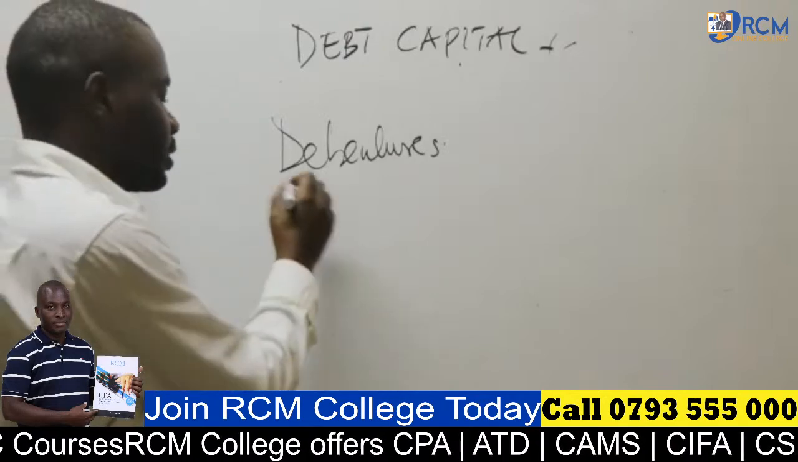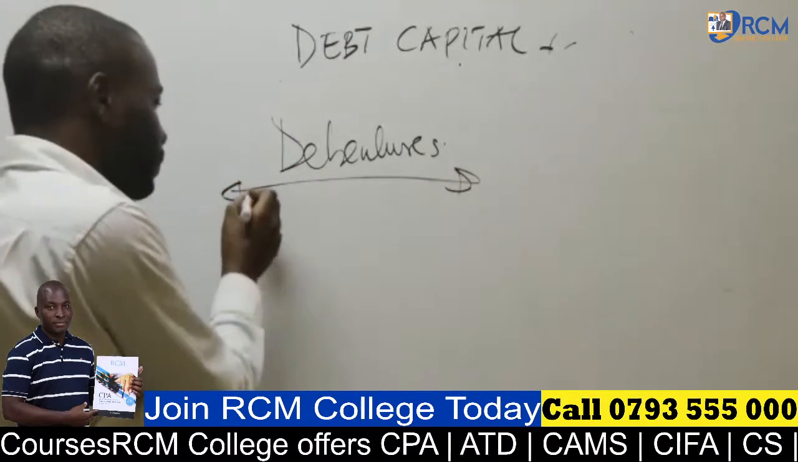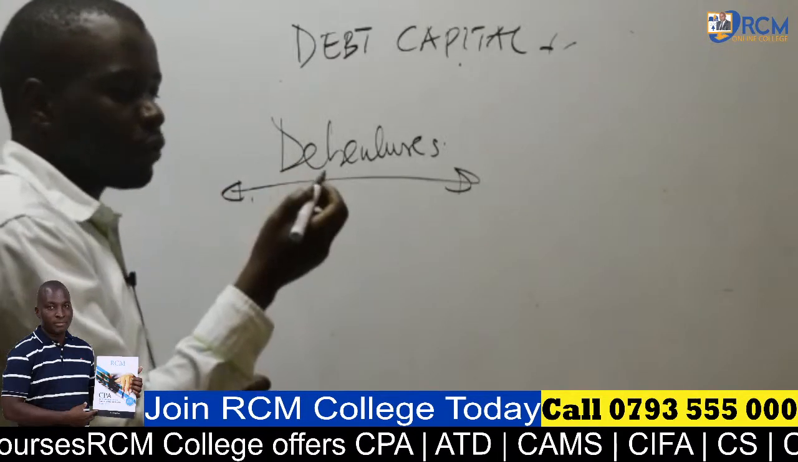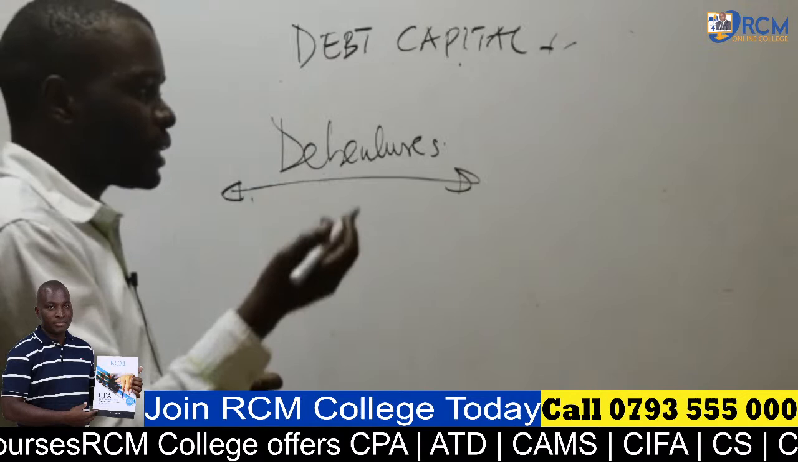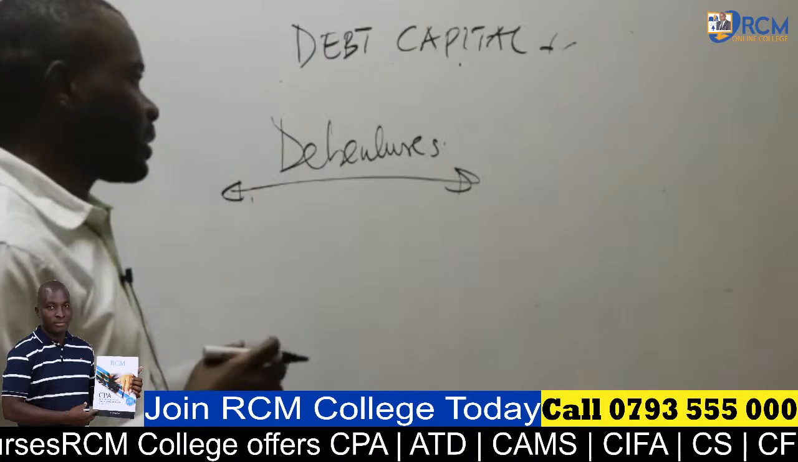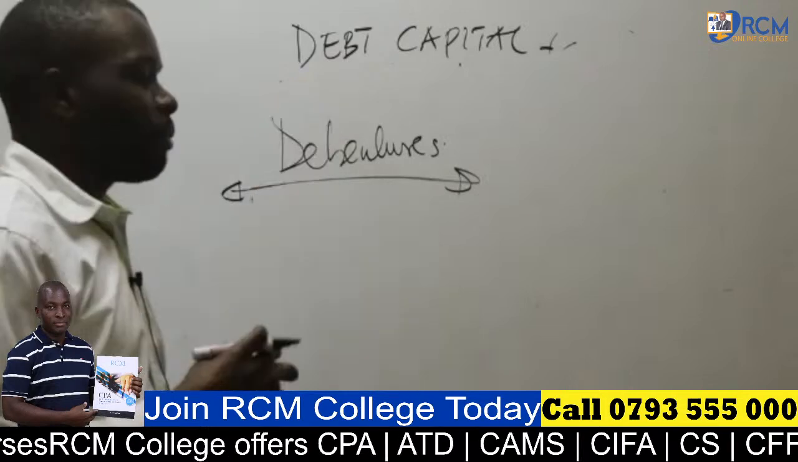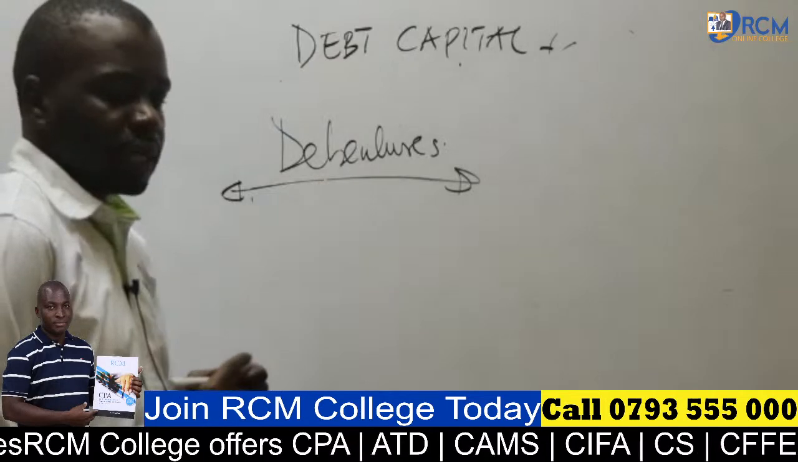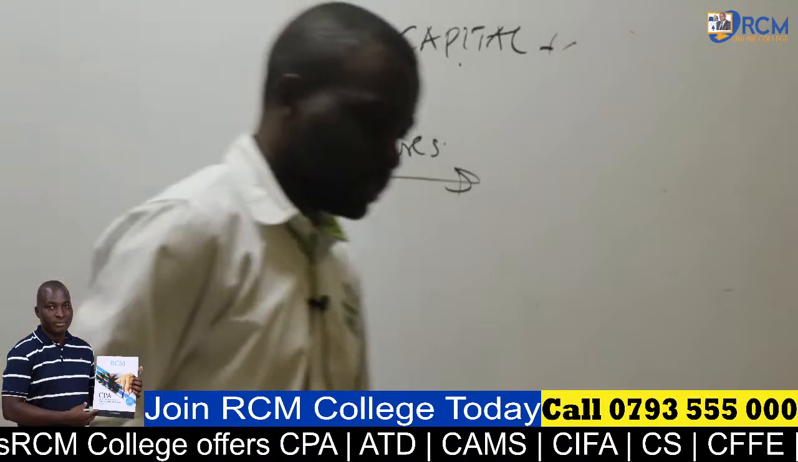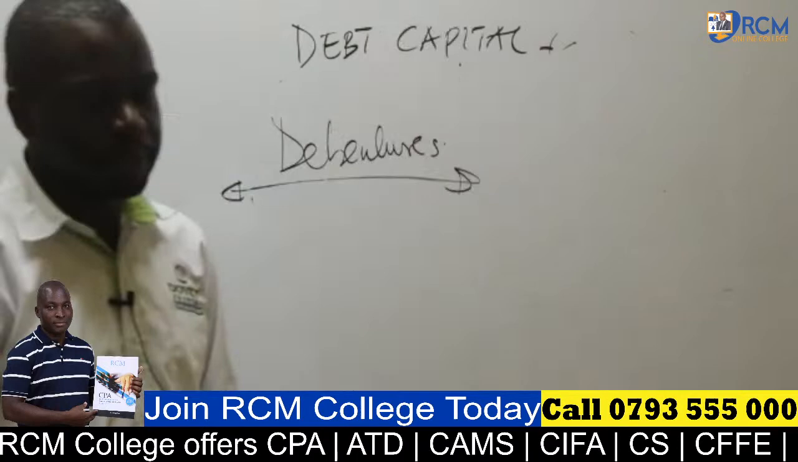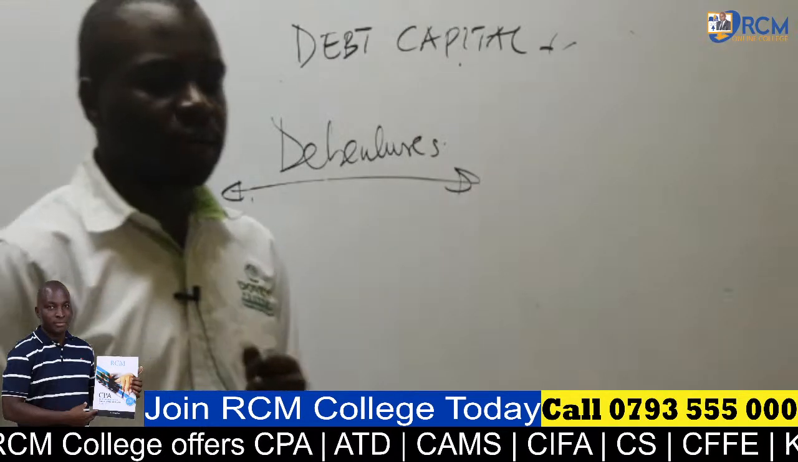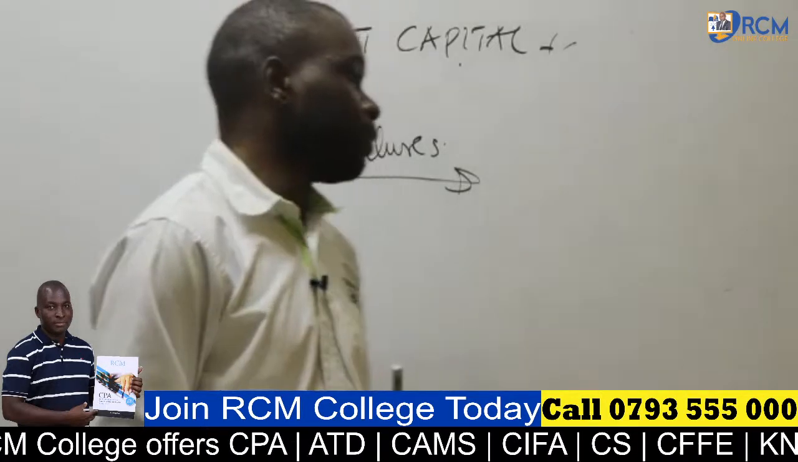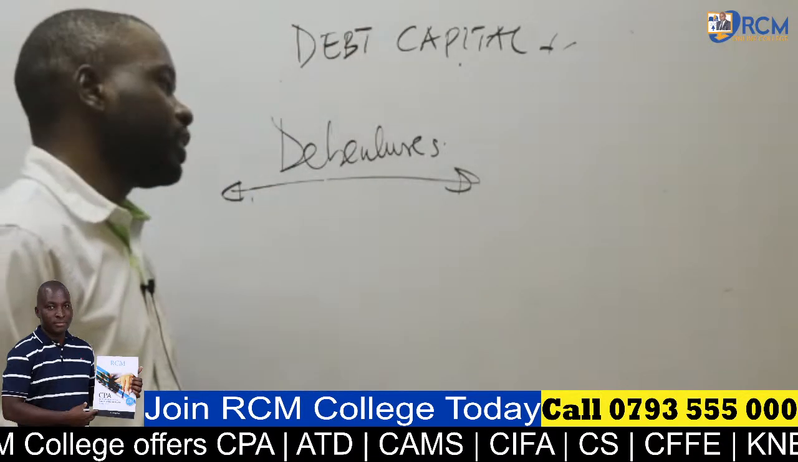So debentures. In this case, as I was saying, under shares, the company is selling shares, and people acquire shares and become shareholders of the company. Under debt capital, the company is able to borrow by selling an instrument known as debentures. Remember, when we learned about the prospectus, we said it is simply a notice or an advertisement by the company for members of the public to buy either the shares or the debentures of the company.